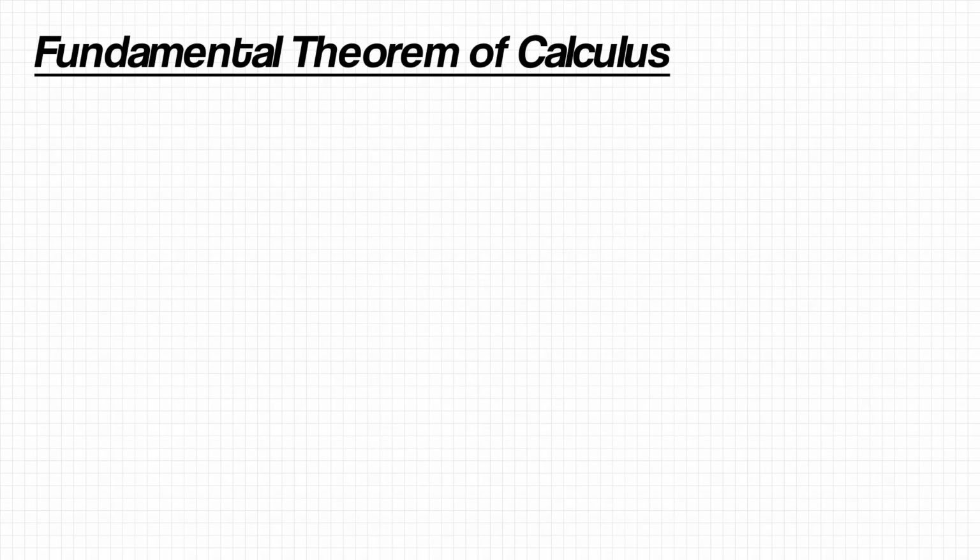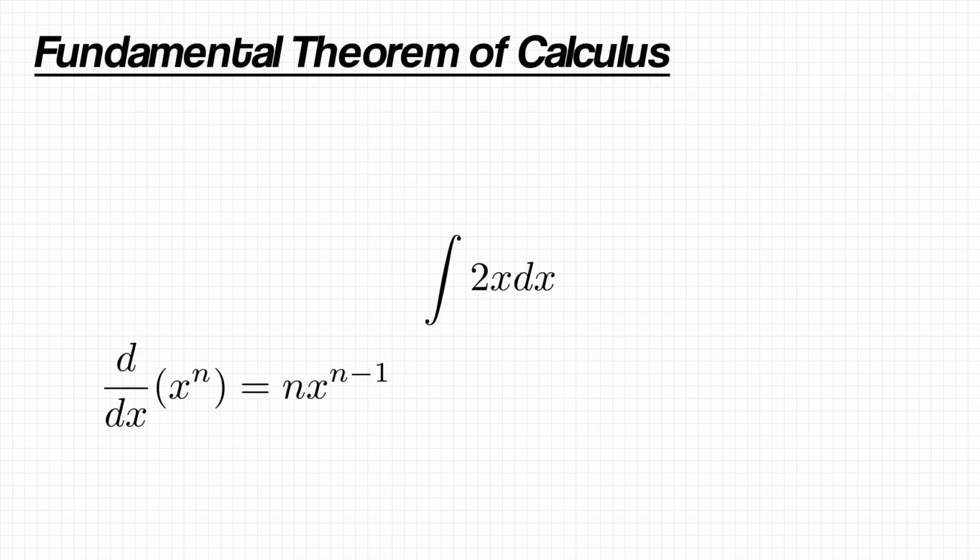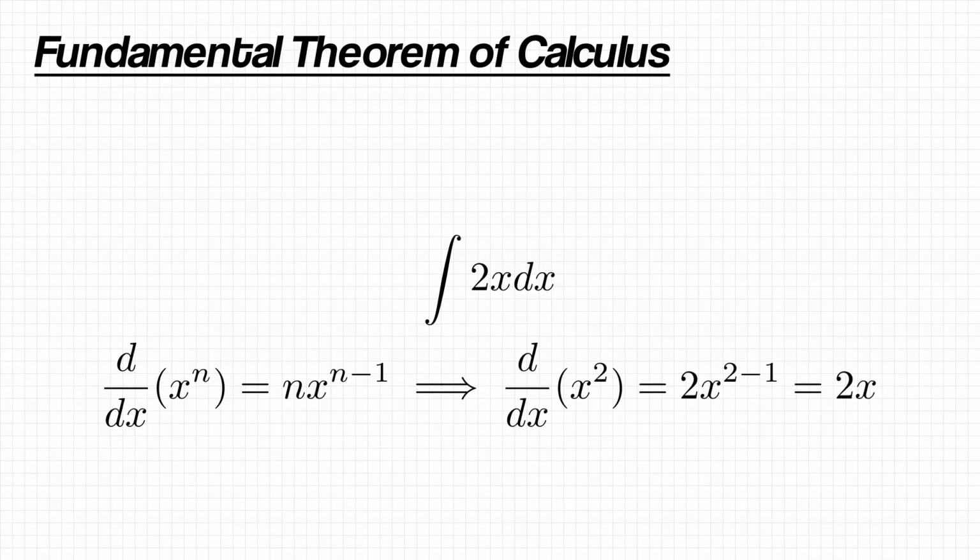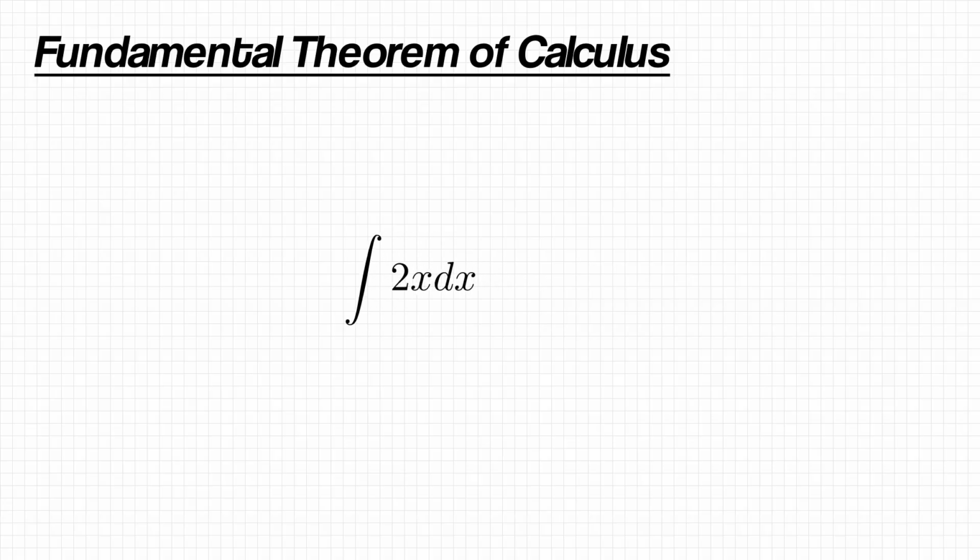Let's integrate 2x. Using the rule for differentiating powers of x, we can see the derivative of x squared is 2x. However, we could say the same thing for x squared plus any constant. So the answer to our integral is x squared plus c.